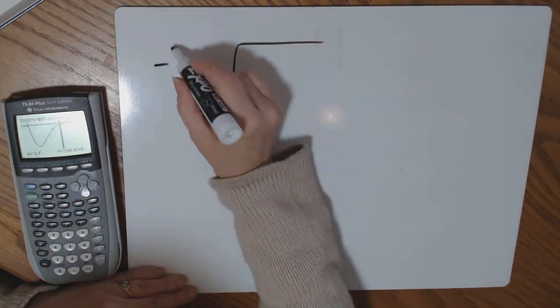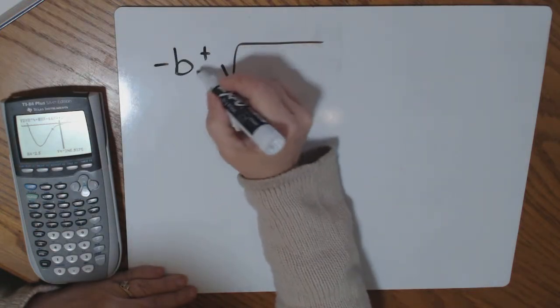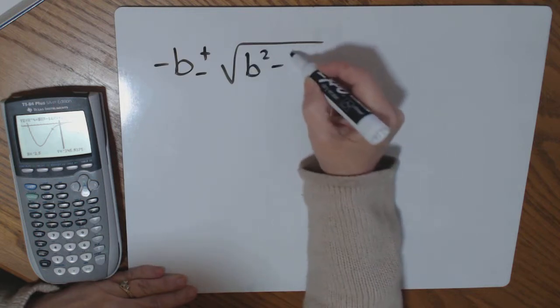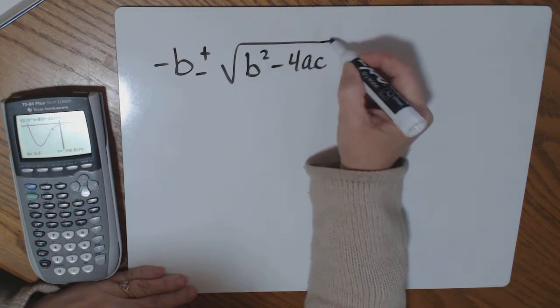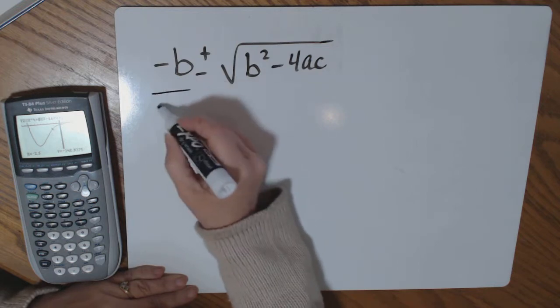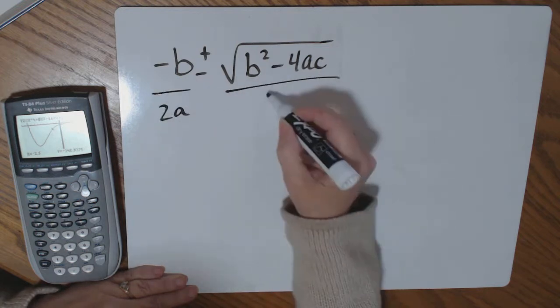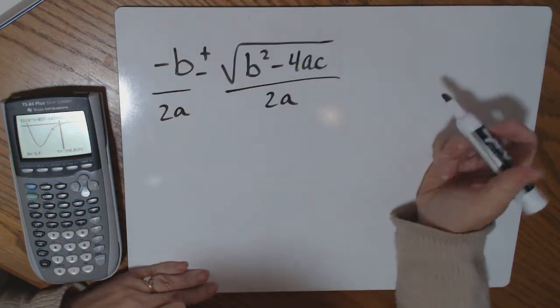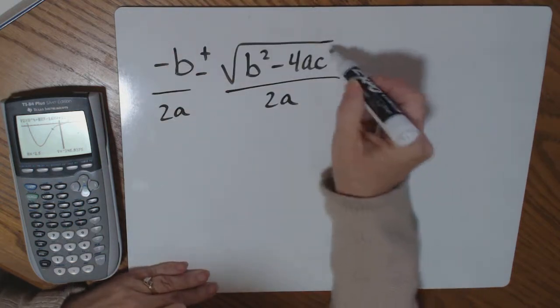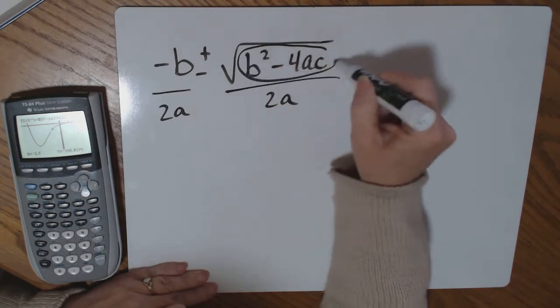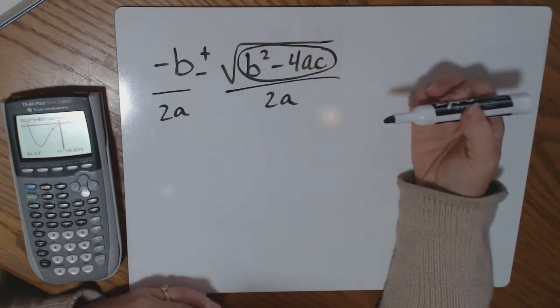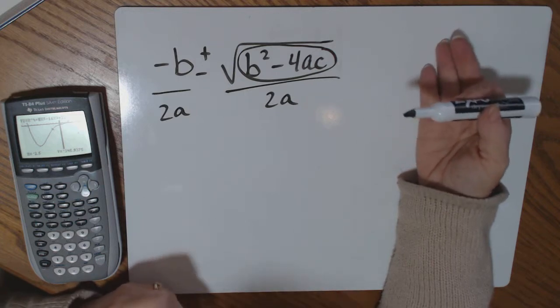The quadratic formula, of course, is negative b plus or minus the square root of b squared minus 4ac, all over 2a, and I have my reasons for writing it this way because this gives me my line of symmetry. But this part here, the discriminant, is the test, so to speak, as to whether or not there are real solutions and how many solutions there are.